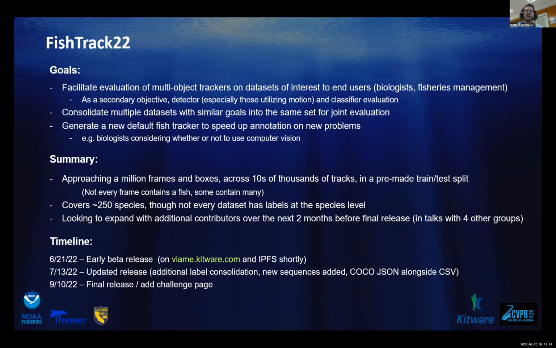So a summary of the data set as it is now, we are looking to expand it over the next couple months, and additionally add in some new annotations from a few groups we're in contact with. But it's approaching about 1 million frames and boxes right now across a couple tens of thousands of tracks. We provide a pre-made train/test split just for consistent evaluation of tracking algorithms, which again is the main goal of the set. Has roughly 250 species of fish, but that said, not every single data set has labels at the subspecies level. So there's some generic fish or unknown fish labels in there as well.